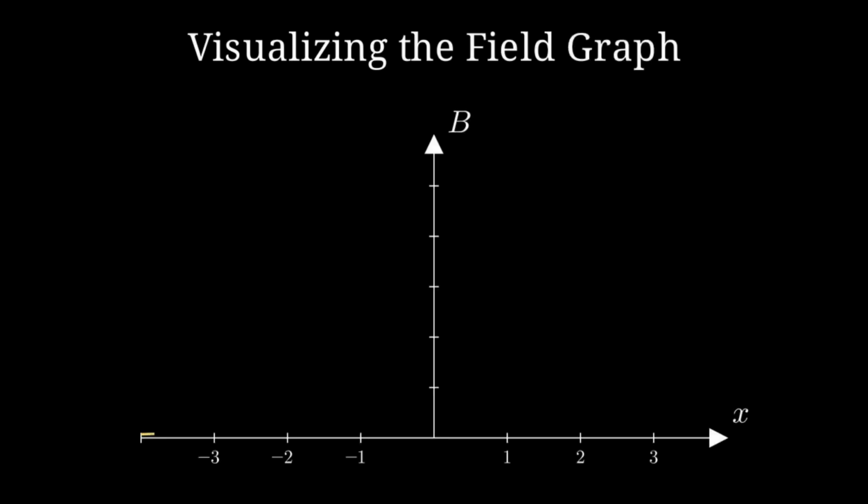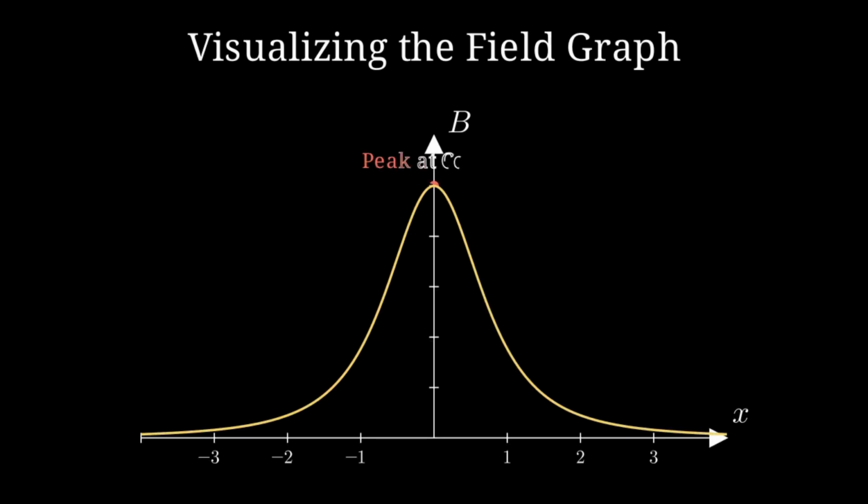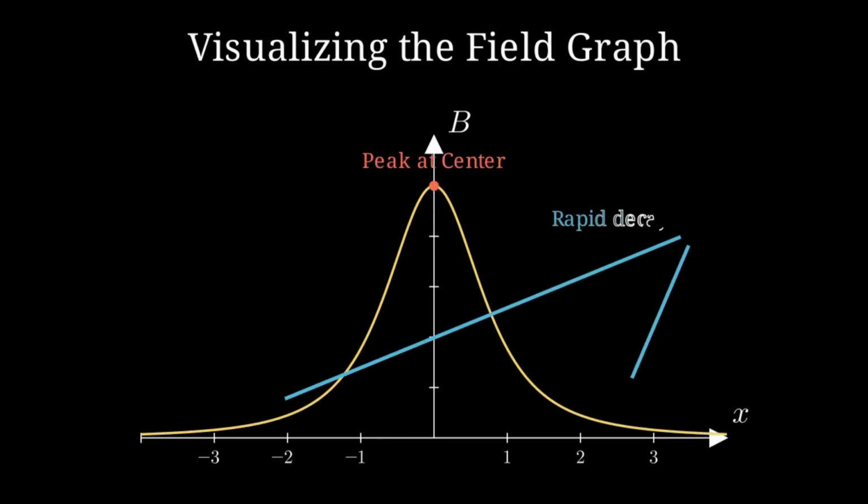If we plot the magnetic field strength against the distance x, we see a symmetric bell-shaped curve. The field is strongest at the origin and tapers off in both directions. The width of this curve is determined by the radius of the loop. A larger loop creates a broader, flatter field.